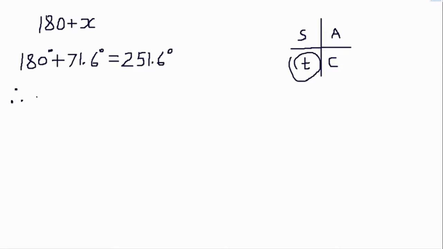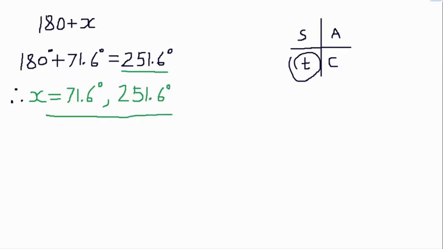So you are supposed to give two values. So we have the value of 251.6 degrees, and then we also have 71.6 degrees. So therefore the values of x are 71.6 degrees, comma, 251.6 degrees. So this is how you're supposed to answer such a question, and then you're given marks for that.